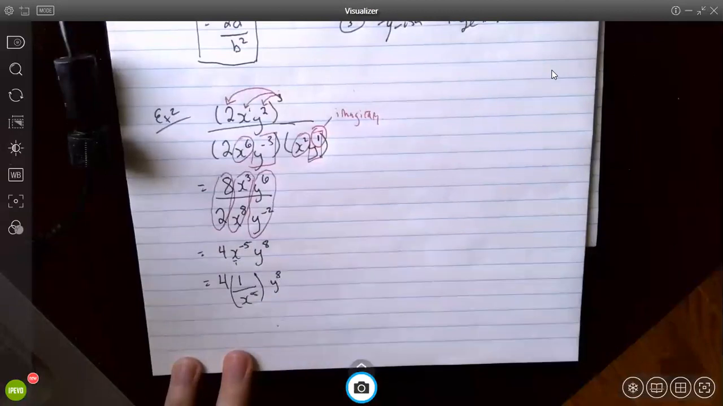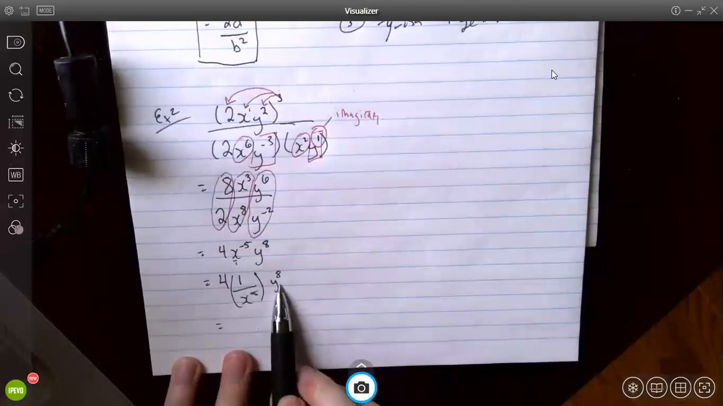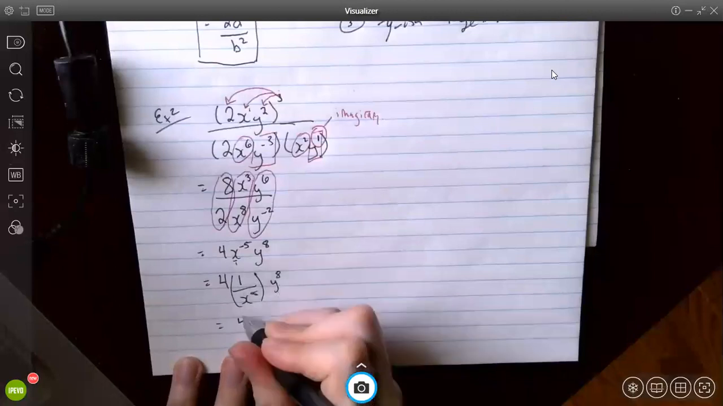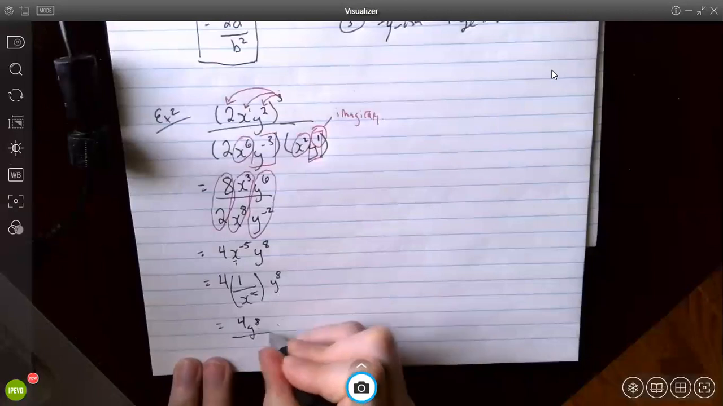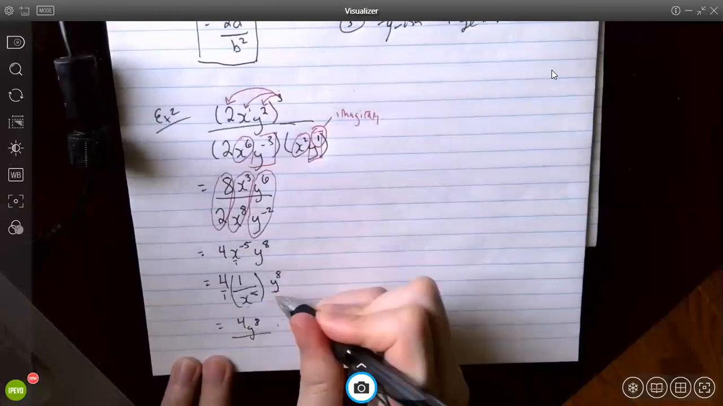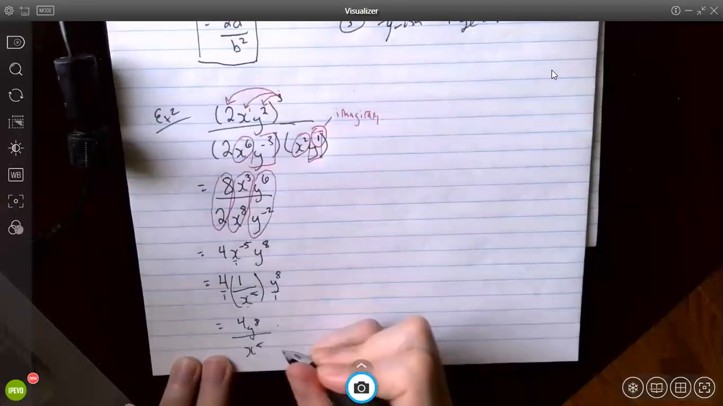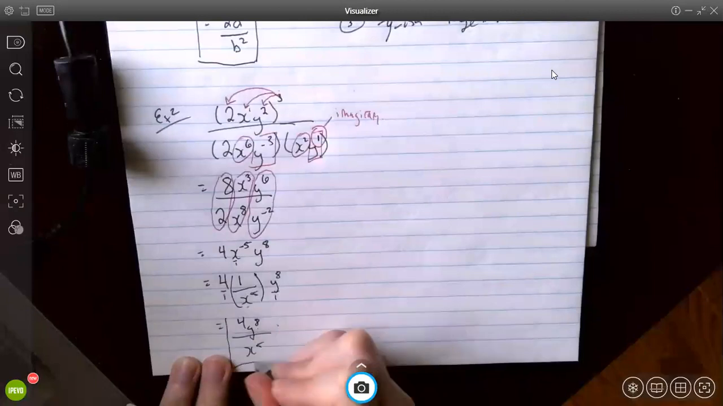And then my last step is to squish it all together. So 4 times 1 times y to the power of 8 is just 4y to the power of 8. And my x to the power of 5 is on the bottom. You want to put these all over 1 to help you kind of see what's going on. You can. So 1 times x to the power of 5 times 1 is just x to the power of 5. So that's your final answer.